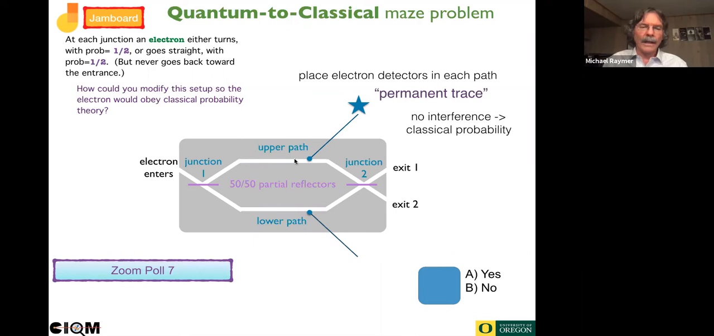The electron forgets that it came from a unitary process at the first beam splitter. It now restarts it at a known location, and that's now a classical situation. Okay. Is this process unitary? The process of putting detectors into these paths.